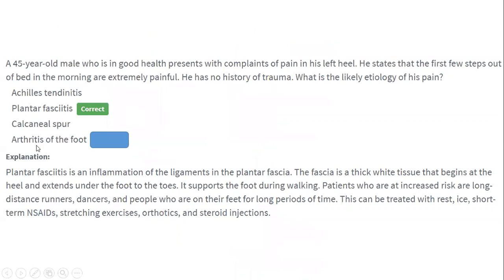So go here and read the plantar fasciitis. It is an inflammation of the ligaments in the plantar fascia. The fascia is a thick white tissue that begins at the heel and extends under the foot to the toes. It supports the foot during walking, and patients at increased risk are long-distance runners, dancers, or people who are on their feet for long periods of time. This can be treated with rest, ice, short-term NSAIDs, stretching exercises, or steroid injection.